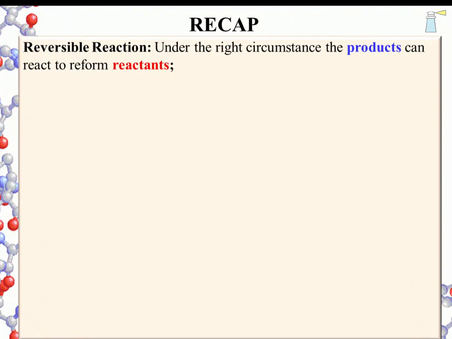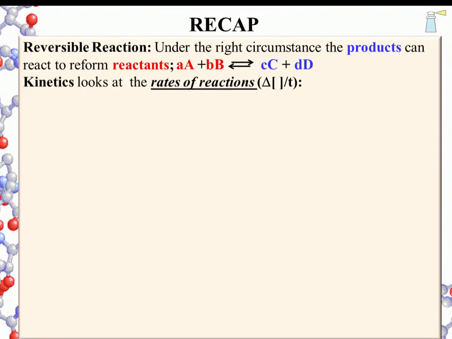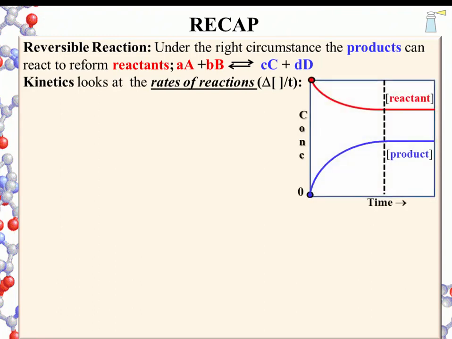As a recap of the lecture, under the right circumstances, products can react to reform reactants. This is called a reversible reaction. We used a generic reaction equation to show many of the concepts of the lecture. Here, a reversible reaction is shown with the double arrows. Kinetics looks at the rates of reactions. The rate is the change in concentration of a species in the reaction over a change in time. There's a rate for the reaction moving forward as written, and one for the reverse of the reaction as written.